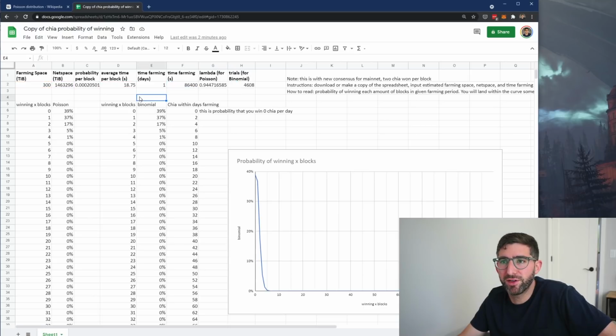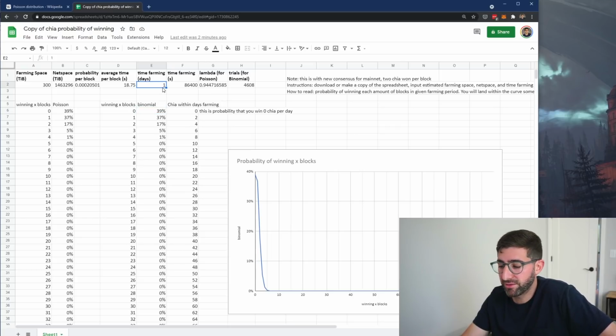This one's hard to understand for a lot of people, but in this case today, if I have 300 terabytes on the net space, which is today about 1.4 exabytes, there's a 39% chance that I win 0 blocks in 1 day. And so if I go a day without winning one, that is not very uncommon. That's a pretty common thing, 40% chance.